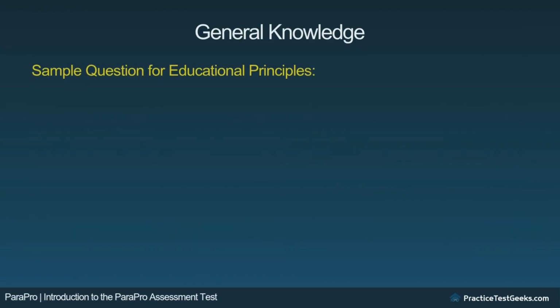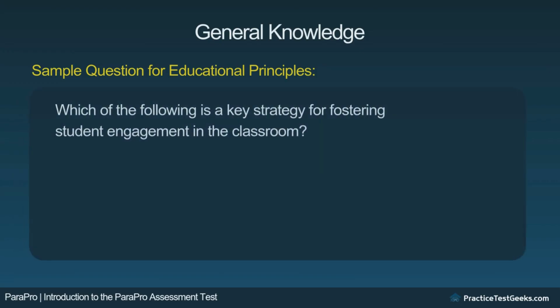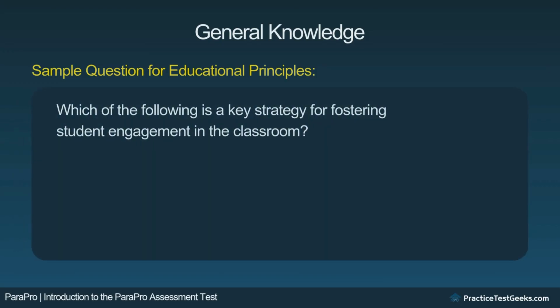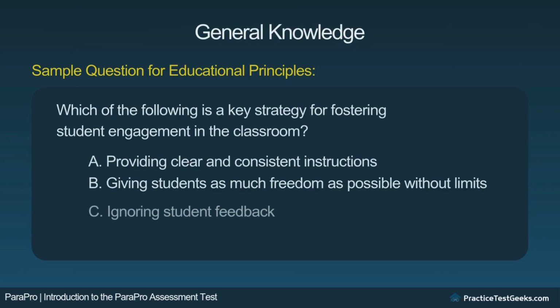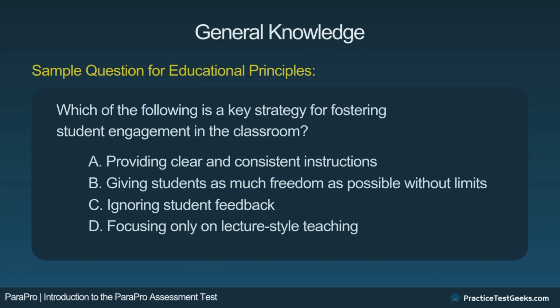Sample question for educational principles. Which of the following is a key strategy for fostering student engagement in the classroom? A. Providing clear and consistent instructions. B. Giving students as much freedom as possible without limits. C. Ignoring student feedback. D. Focusing only on lecture-style teaching. The correct answer is A. Providing clear and consistent instructions.